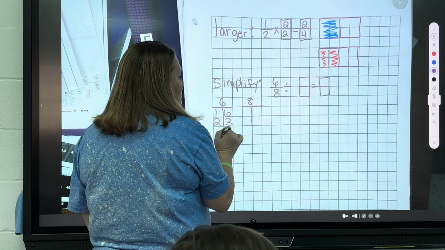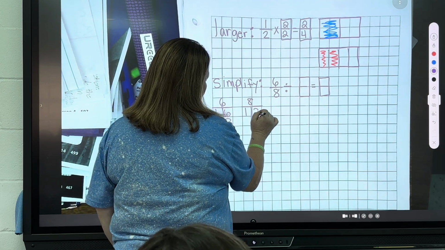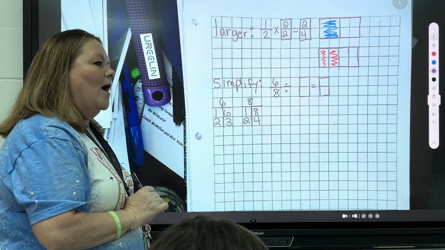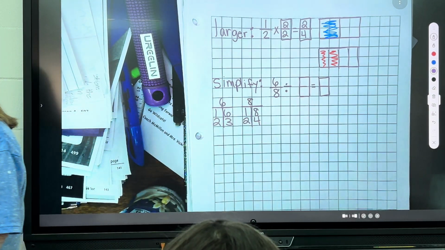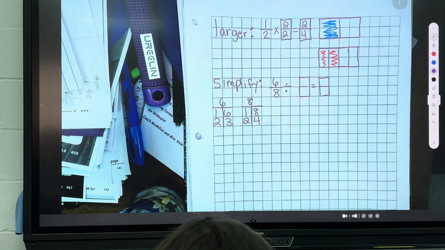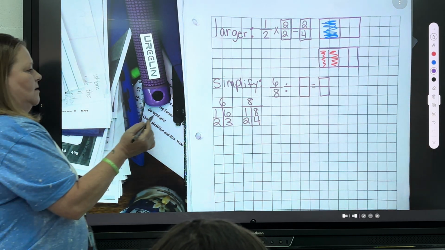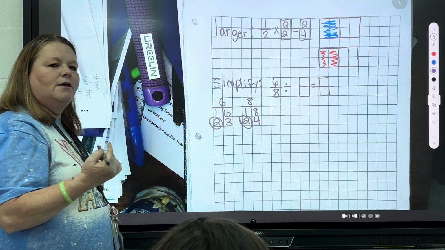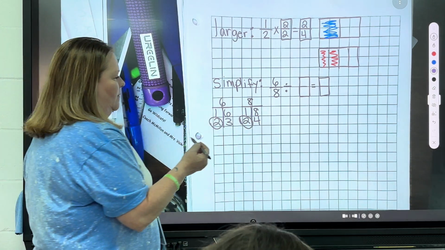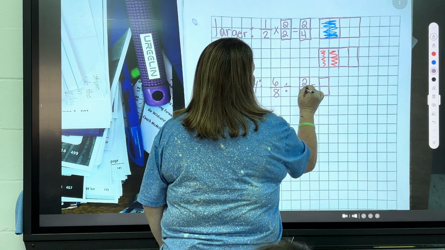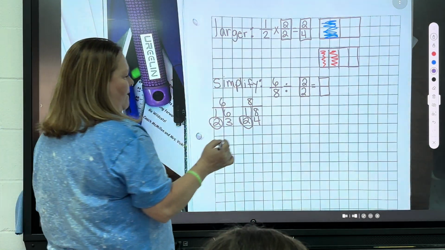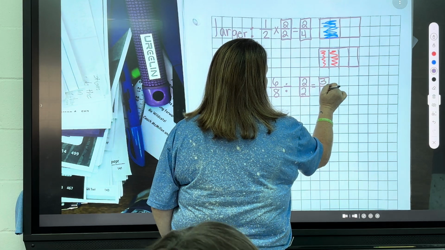So we do the same thing with 8. And what are our factors of 8? 1 and 8, 2 and 4. And now I look and find the greatest number that they have in common, which is the 2. So I'm circling my 2. That tells me to use the 2 to divide by. 6 divided by 2 is 3. 8 divided by 2 is 4.